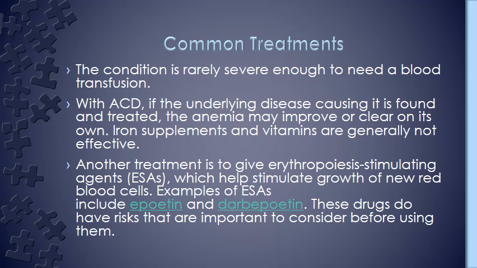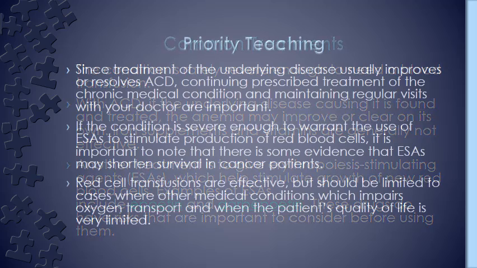Another treatment in extreme cases is to give erythropoiesis stimulating agents. They can help stimulate the growth of new red blood cells. Examples of the ESAs include epoetin and darbepoetin. These drugs do have risks that are important to consider before using them, though. They can be pretty dangerous.